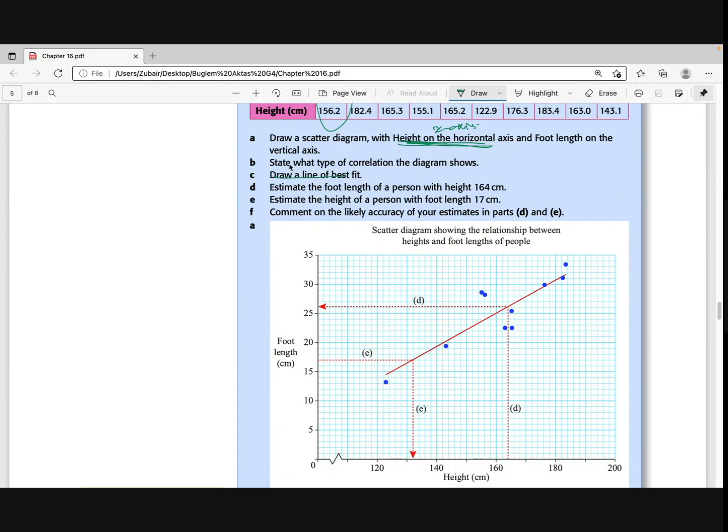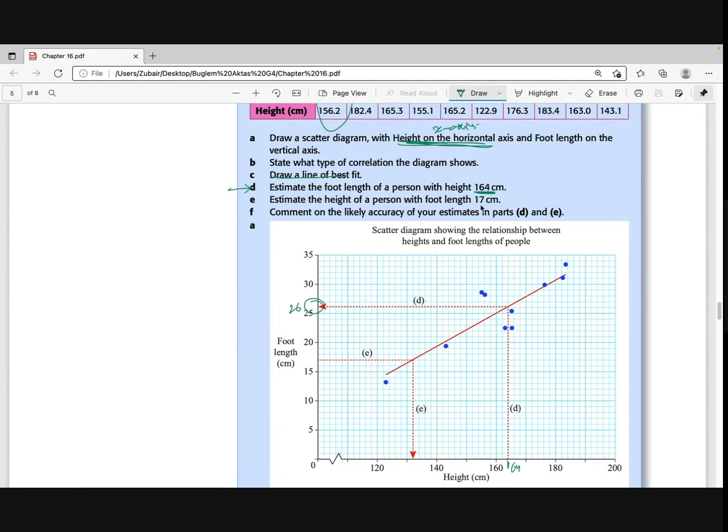Okay. So state what type of correlation the diagram has. Positive. Line of best fit drawn. B part. Estimate the foot length of a person with height 164. So this is 164 and we go there and read this point. So that's 26.